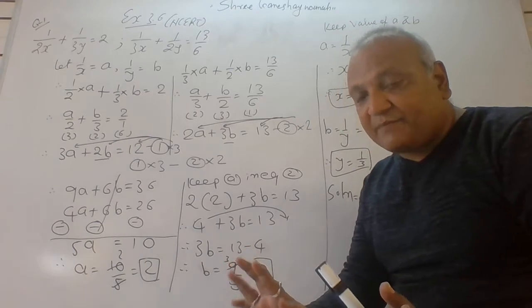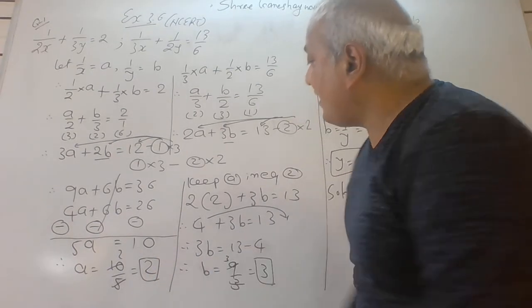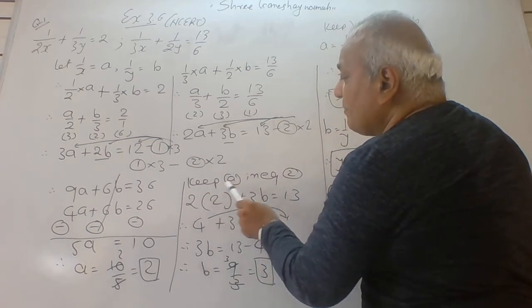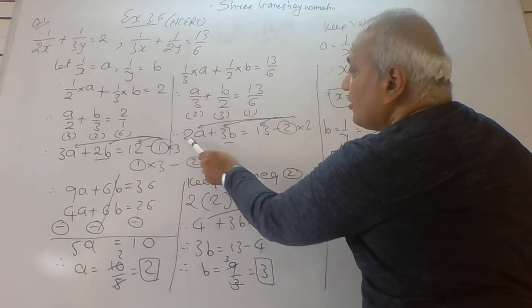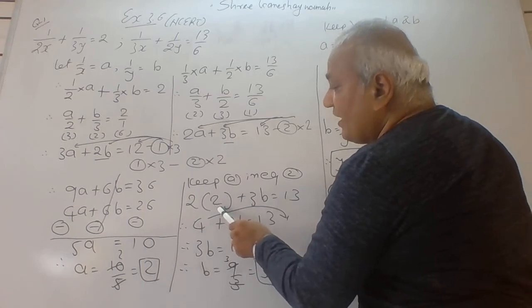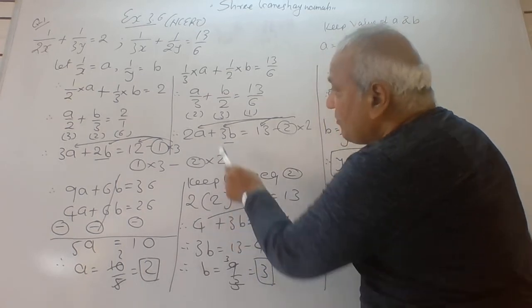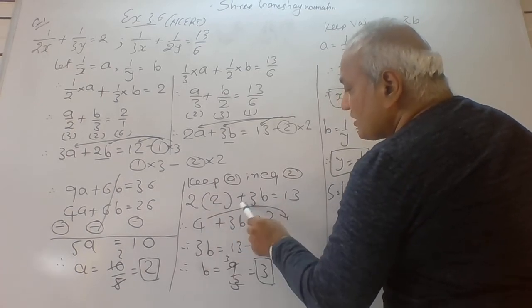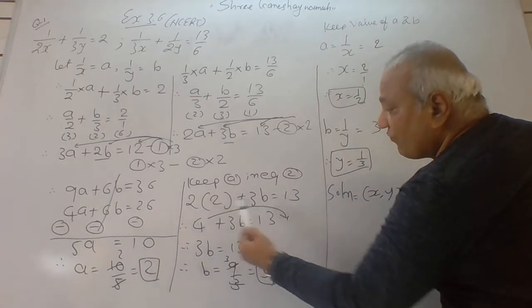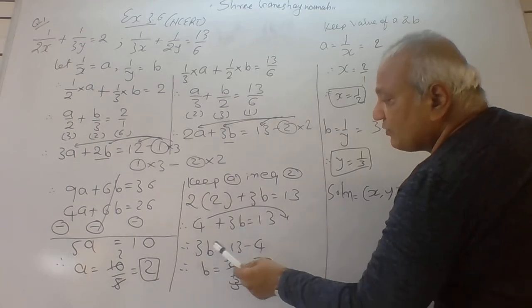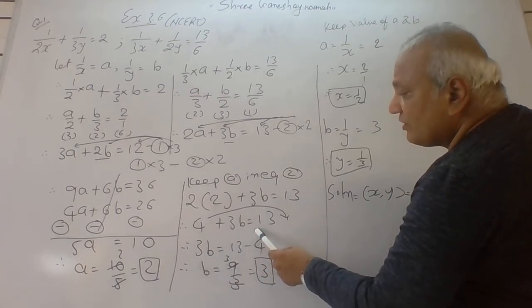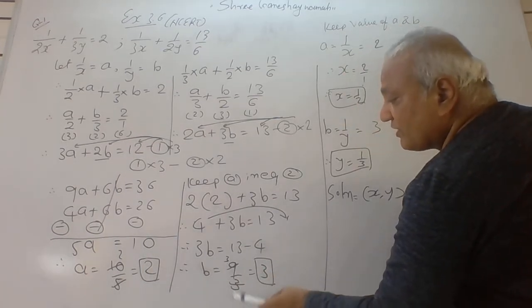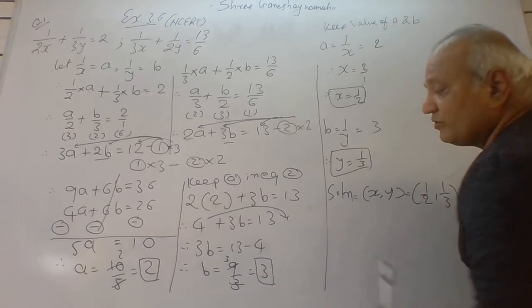It is not the answer yet. Now we have to put the value of a in either equation 1 or equation 2. I have put a in equation 2. Here 2a, so 2 into the value of a, the value must be put in brackets, plus 3b is equal to 13. 2 2s are 4 plus 3b is equal to 13. Now 4 will be shifted, so 3b is equal to 13 minus 4. Therefore b is equal to 9 upon 3, which is 3. So b is equal to 3.